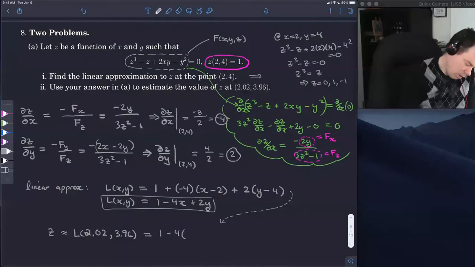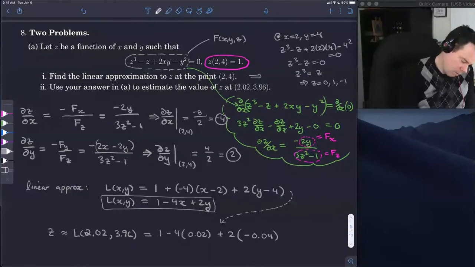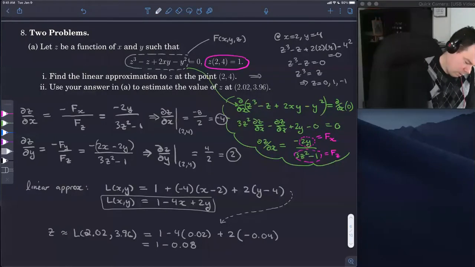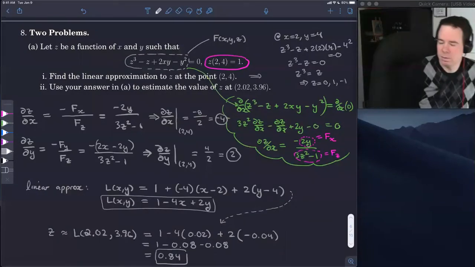So this is 2.02 minus 2, so that's 0.02, plus 2 times 3.96 minus 4, so that's negative 0.04. Or in other words, 1 minus 0.08 plus, actually that's a minus now, minus 0.08, or in other words, 0.84. So that is our rough value there.